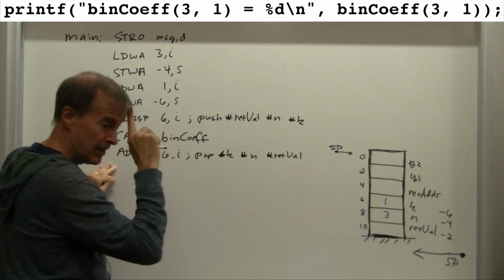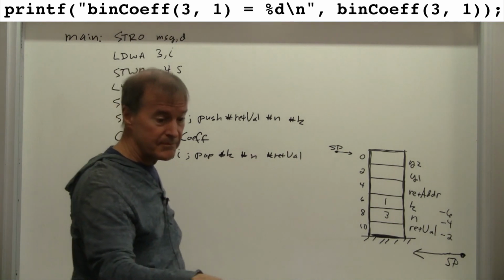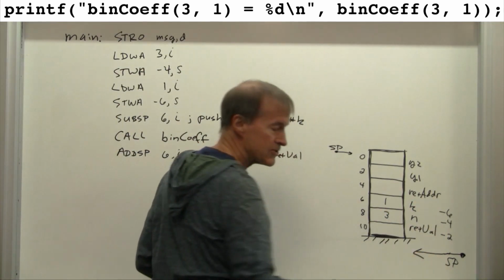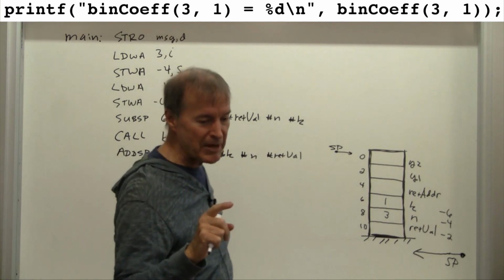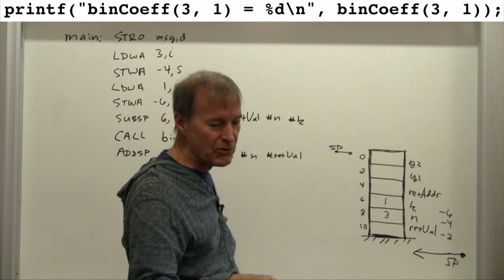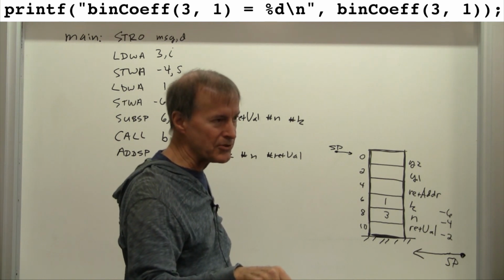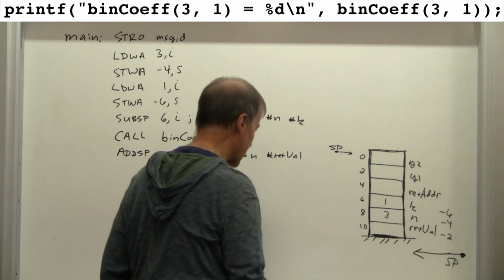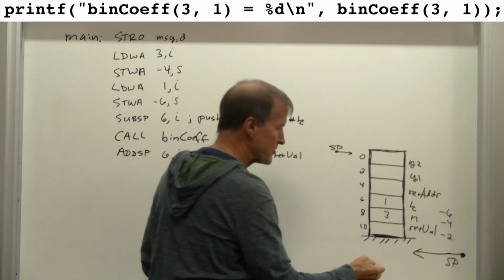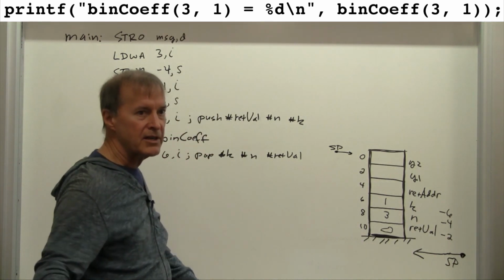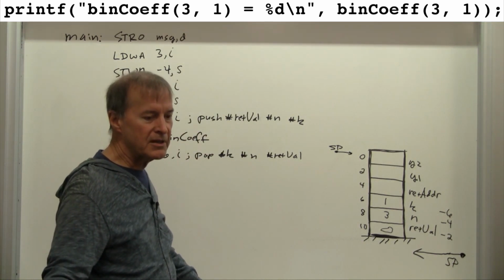All right? And now let's take a look. Now where is the stack pointer? The stack pointer is back down here. So now here's the next thing that main program has to do. It has to output the value of bin coefficient in that %d placeholder. But where is that value? What has that function call done? It has put that value here. Okay? So how do we output that?